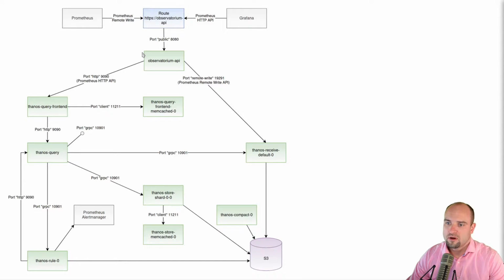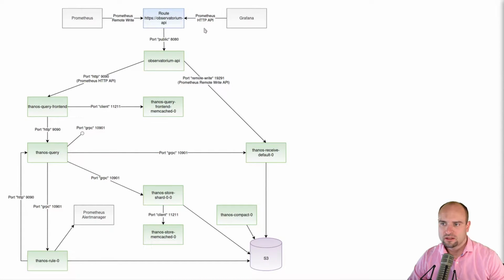The two Prometheus APIs which are exposed are the Prometheus Remote Write API, which allows you to send your Prometheus metrics from the Prometheus server using the remote write protocol to Observatorium. And the second API is the Prometheus Query API, which allows you to, for example, connect Grafana to Observatorium to read the metrics out and show them in the graphs.